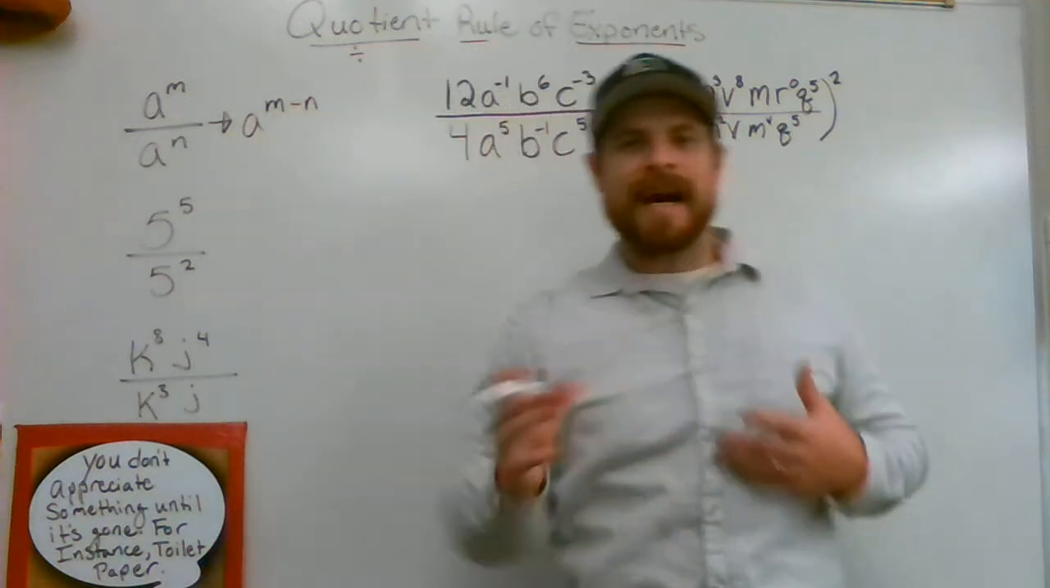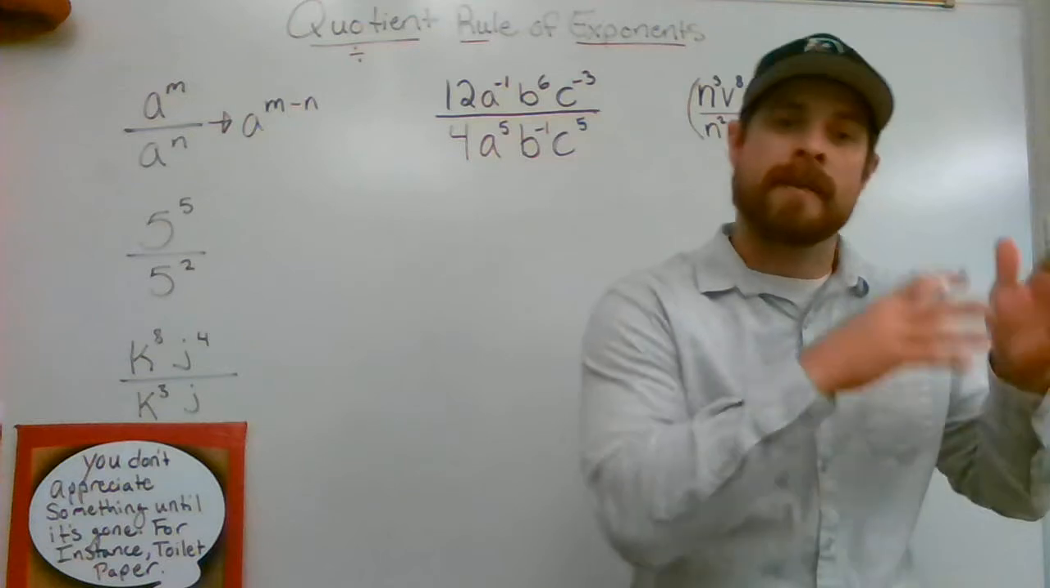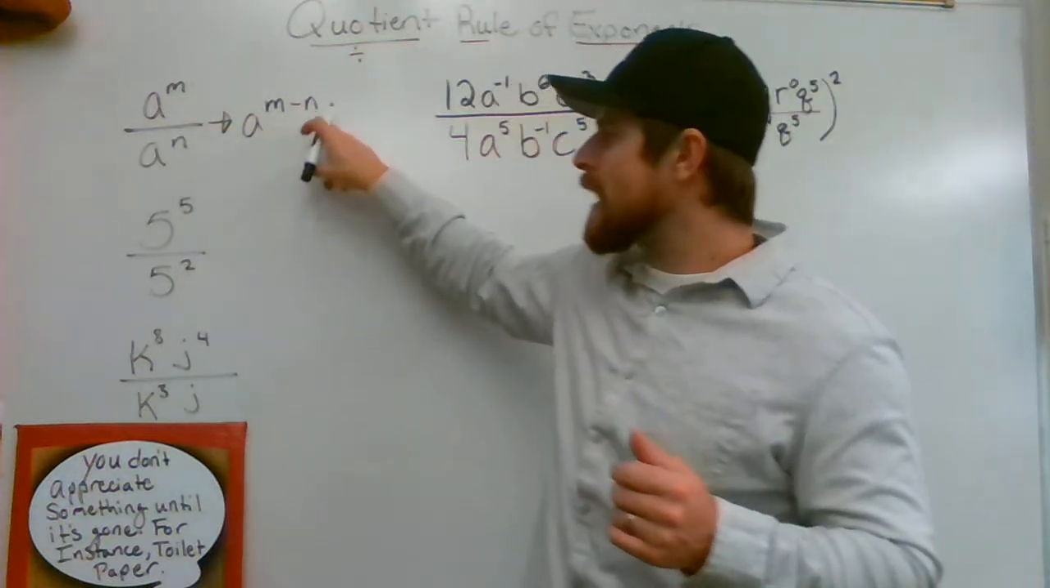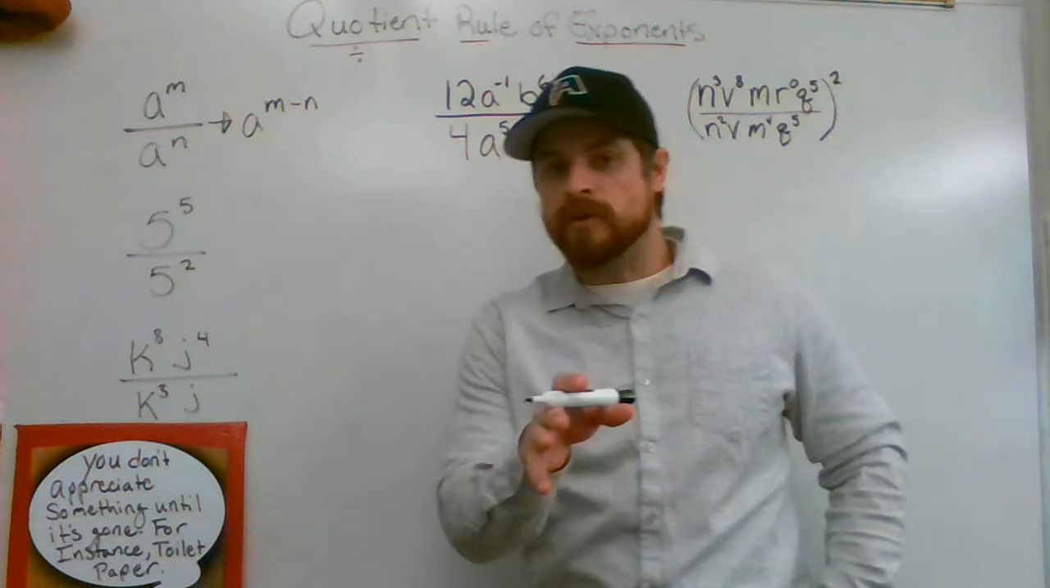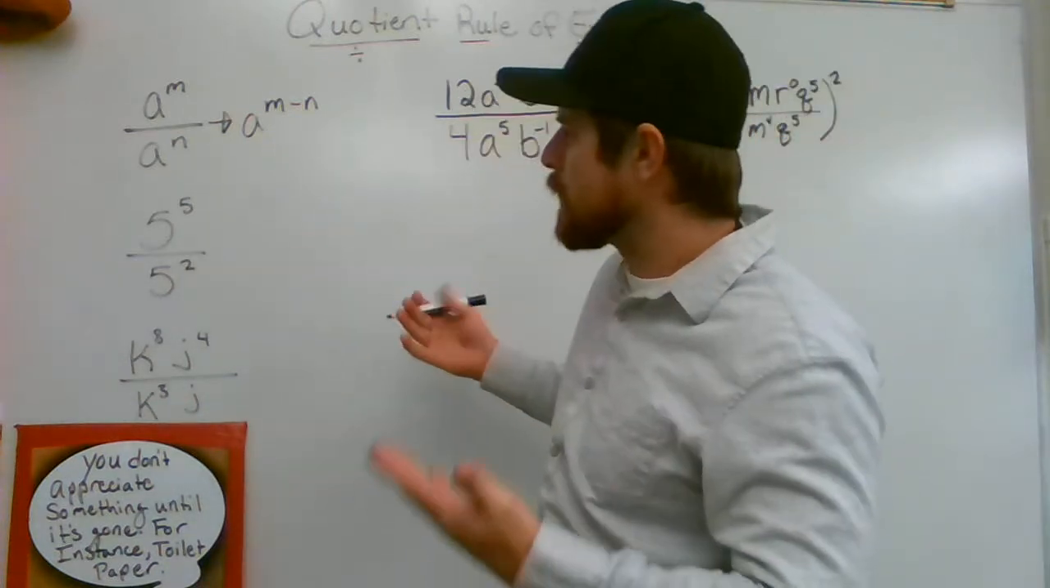It's kind of like the opposite of the product rule. The product rule says if we're multiplying bases that are the same, add our exponents. Now we're dividing, so we're going to subtract our exponents. Let me prove to you why this works. Don't just take my word for it. You need to look at and understand why it works.